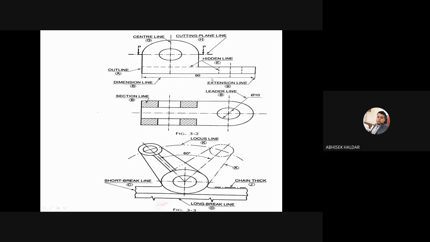When you are giving the dimension, you need not write this is the dimension line, this is the extension line. These things you need not write, but here they are written for your reference. And in this way you have to give the dimension.